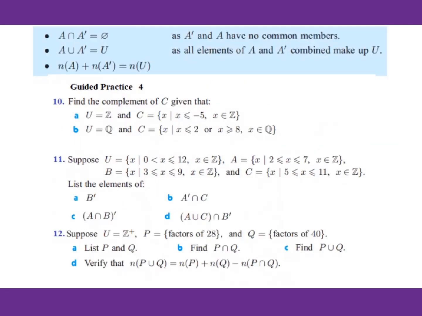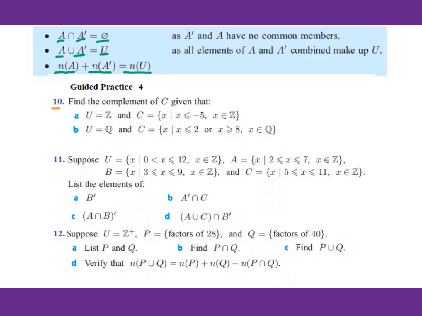Let's talk about complement. Any set intersect its complement set equals an empty set. And any set union its complement equals a universal set. The number of elements in A plus the number of elements in the complement set of A equals the number of elements of the universal set. Let's go to number 10.